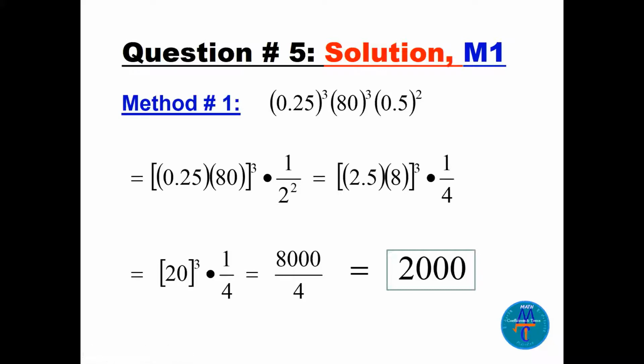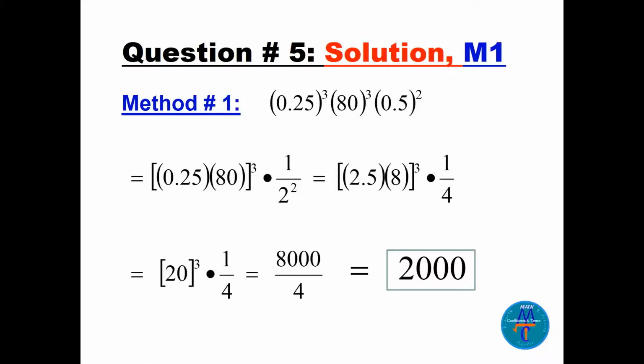2.5 times 8 is 20, all cubed. See, 20 cubed, 20 times 20 times 20, is 8,000. Then 1 over 2 squared: 0.5 is a half, squared, is 1 over 4. So 8,000 over 4 is 2,000. That's one method you can use without using a calculator.